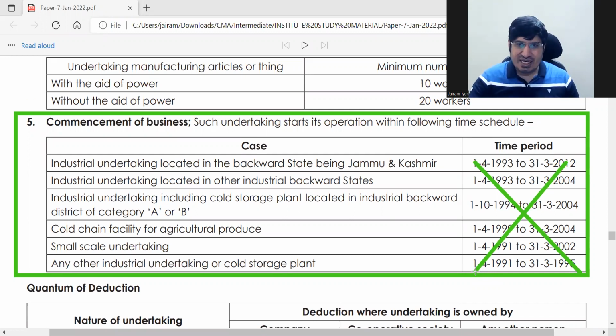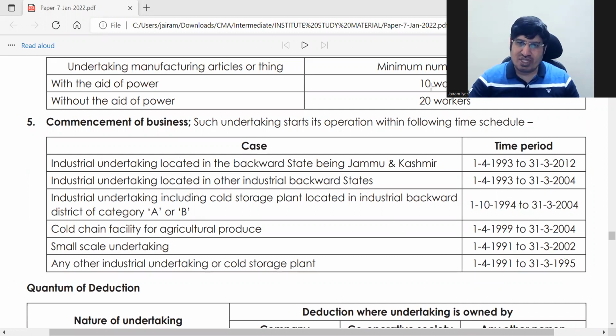remember all these dates. ठीक है, तो ये सब बस it has been split into all points, जो ऊपर जो points दिए हैं, all that dates are mentioned here. Okay, cold storage for agricultural produce, small scale undertaking, etc. ठीक है, तो इसमें ये वाले पॉइंट में कुछ देखने के लिए कुछ है नहीं.